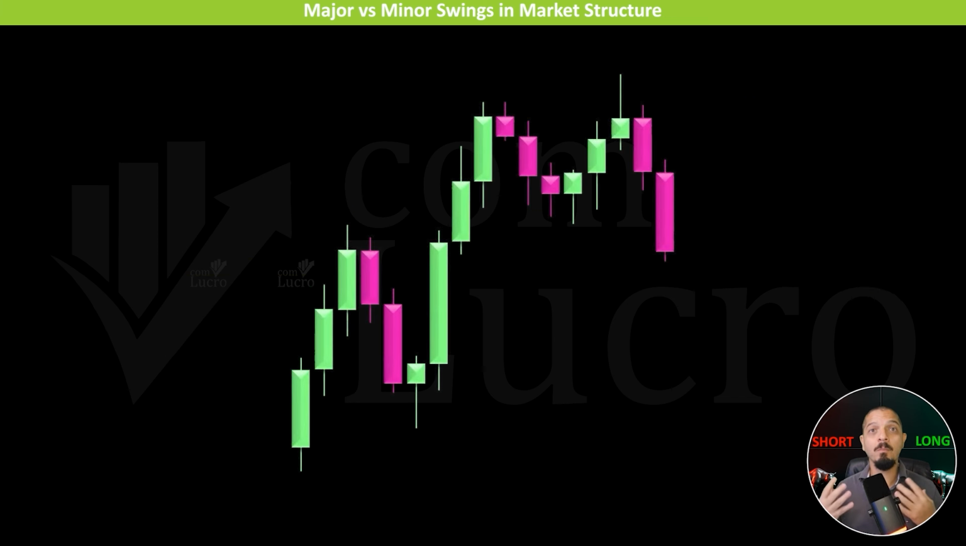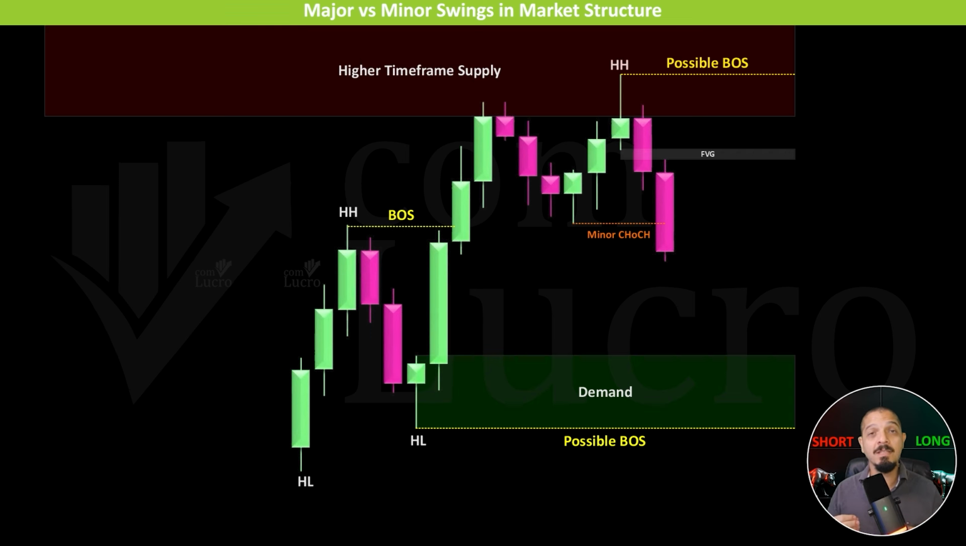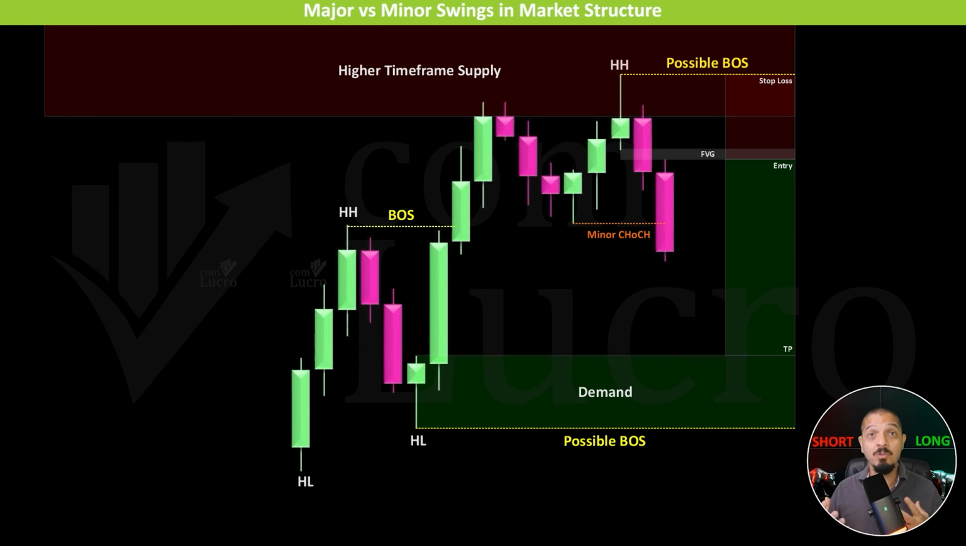A break below a minor swing low still signals a loss of bullish strength. If there's a strong justification, such as a reversal liquidity sweep coming from a higher time frame key level, you may consider a short trade targeting the major swing low.